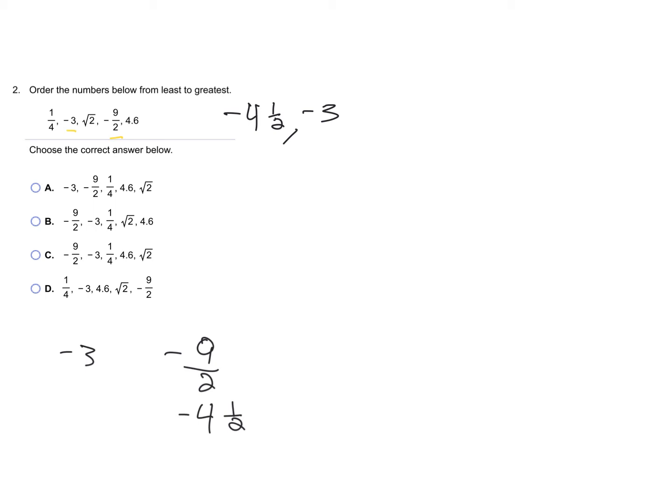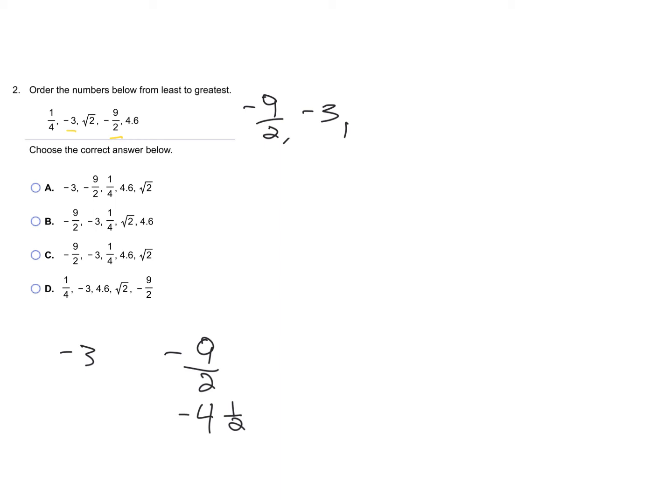And it's really not negative 4.5, is it? It was actually written as negative 9 halves. So let's write it the way we got it: negative 9 halves, then negative 3. And then let's take a look at what is left.